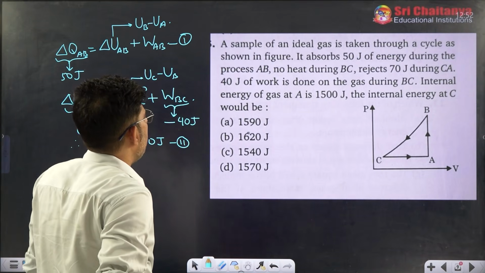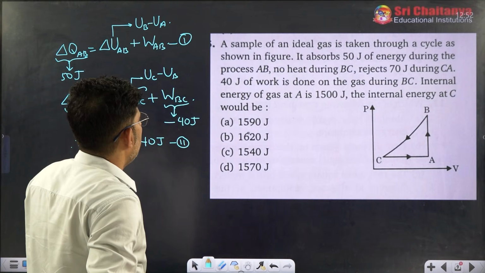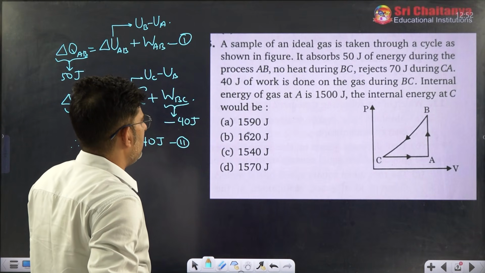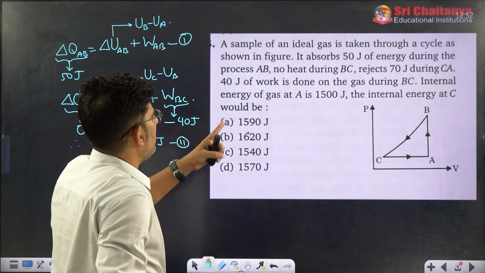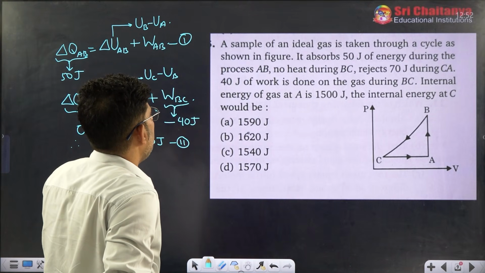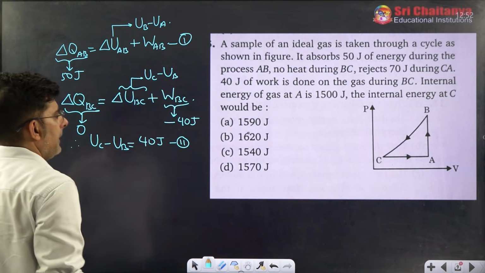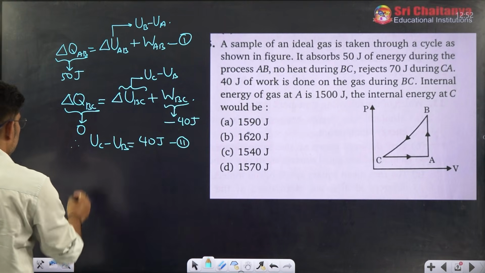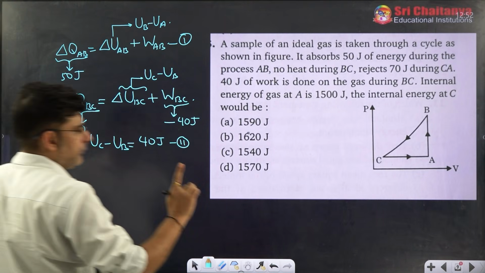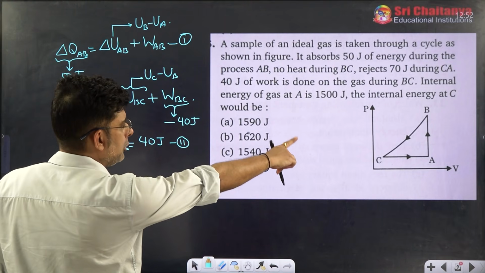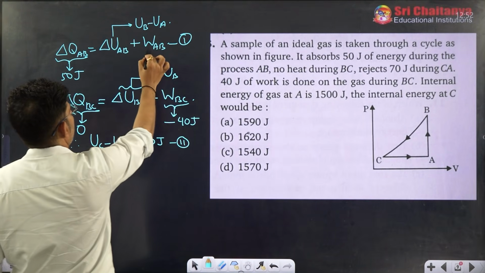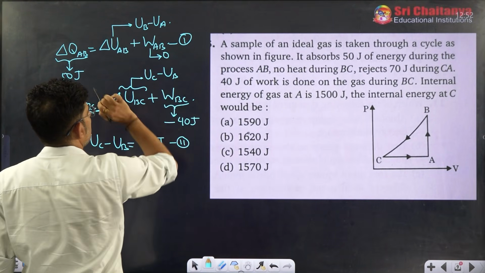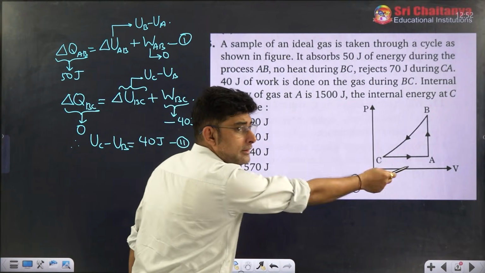In the question, they have mentioned something. At A, the internal energy is 1500 joules. Now, they have given one more process, that is CA. In the process CA, and wait, one more thing you can see from here, A to B, the process, it is isochoric, volume constant. So work done in A to B is how much? 0, because A to B is which type of process?